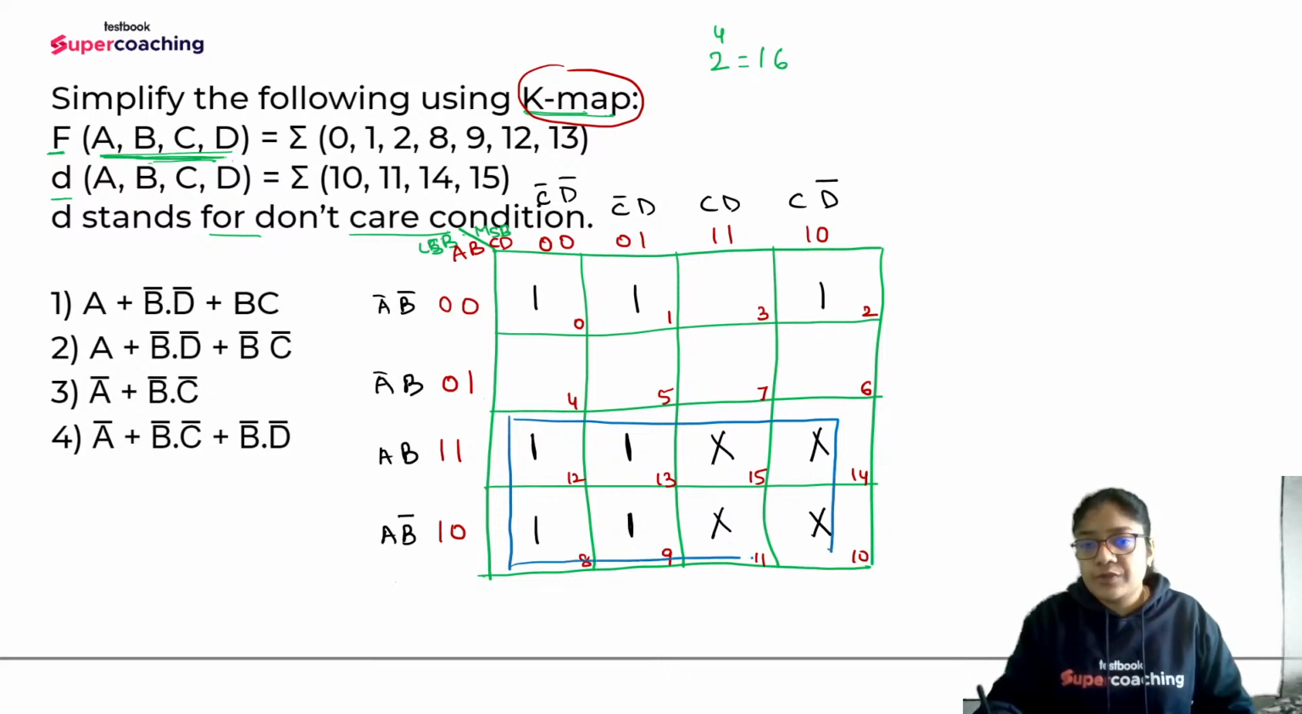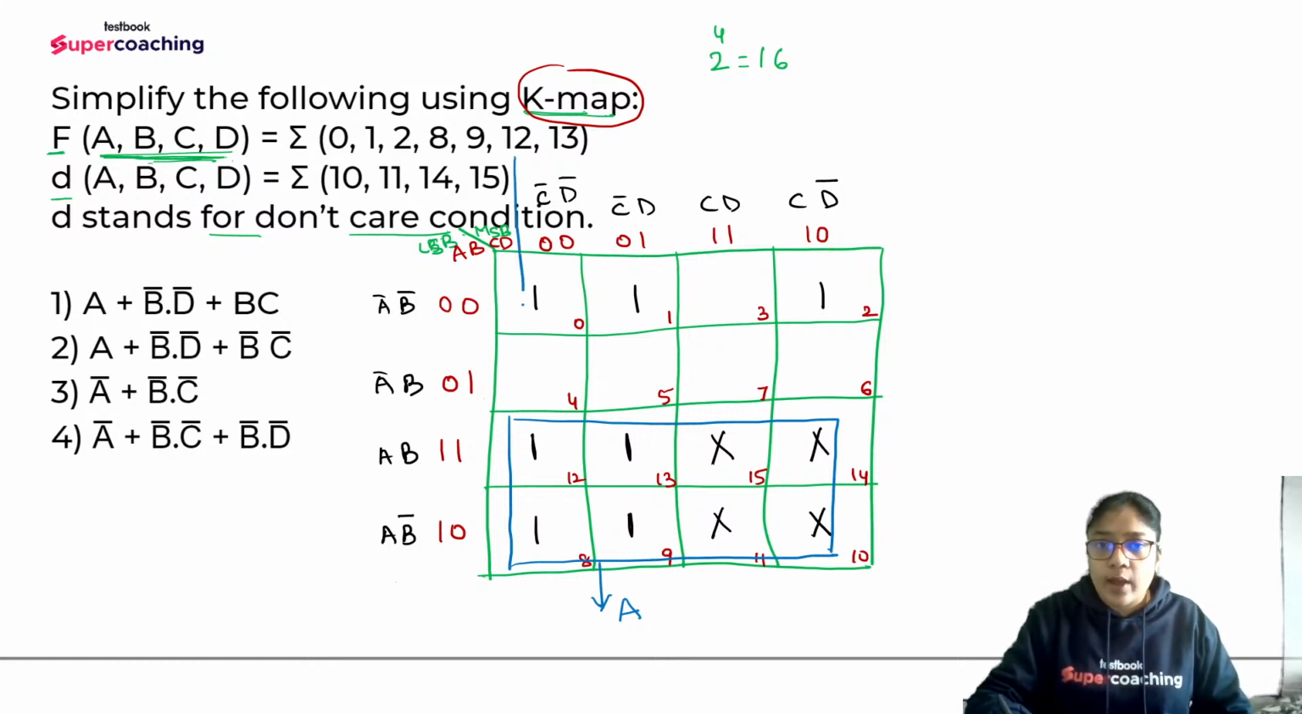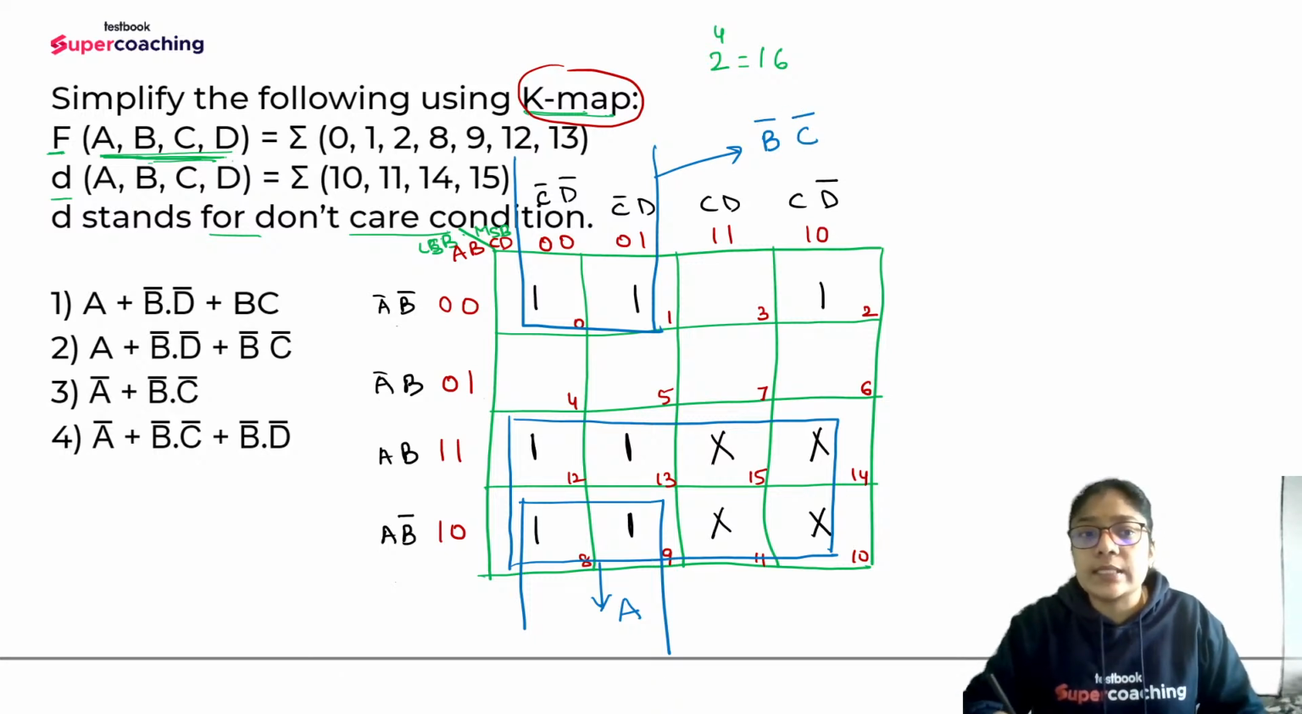What is the name of this octet? For naming, we have to see which variable is constant: AB and AB complement. So A is fixed, so here we'll be getting A. No column name is fixed. So this octet is named as A. Now we need to cover the other ones. Here we are getting one quad to cover these two ones. The name of this quad: first and the last row, so B complement. First and the second column, so C complement is common. So the name is B complement C complement.